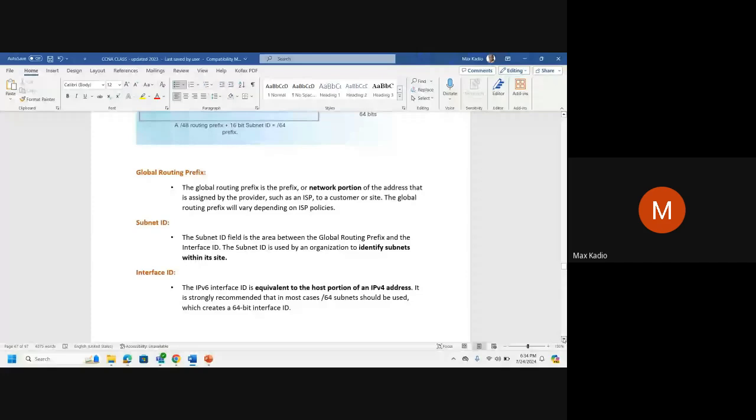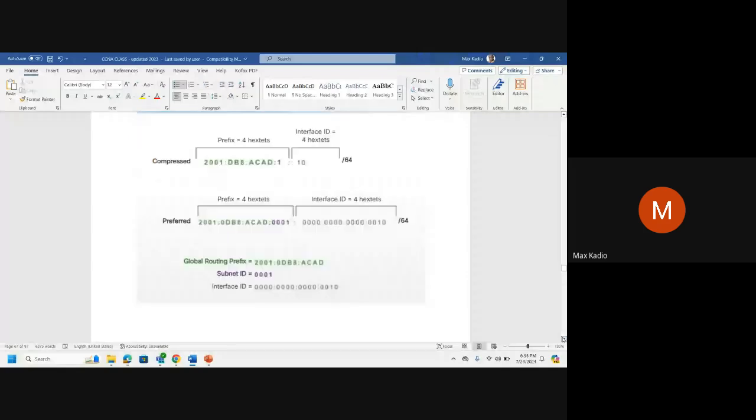So this is an example of a global prefix. You see, the first 3 blocks will identify my network. The fourth one is my subnet. It will identify the department. And the last 4 here, I can assign to a PC.